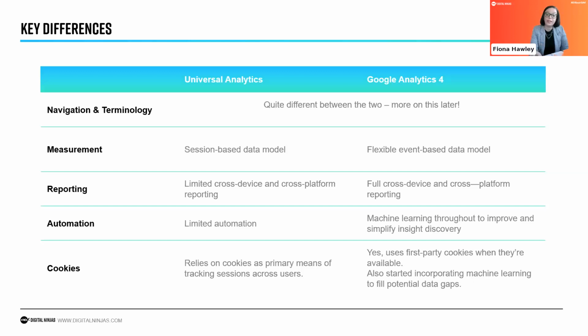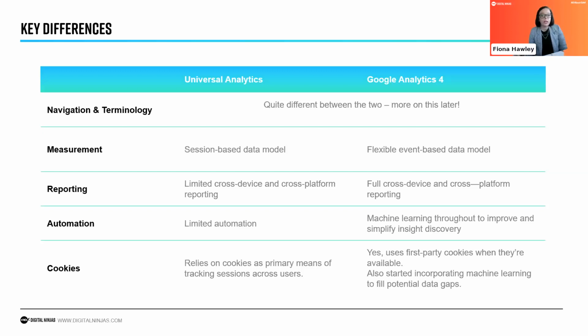The reporting interface is a lot different. A lot of the reports are gone and reports only populate with data. This is similar to the custom reports of Universal Analytics. There are new reports such as steps to conversion, path exploration, and also a very handy debug view.